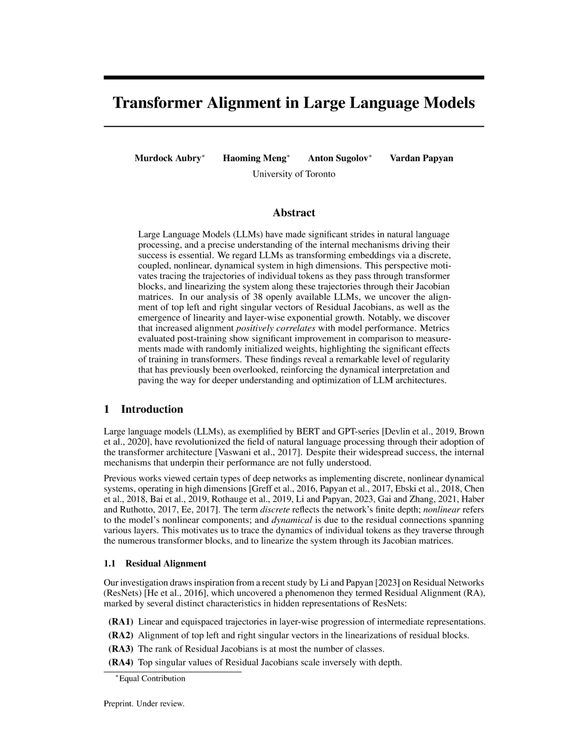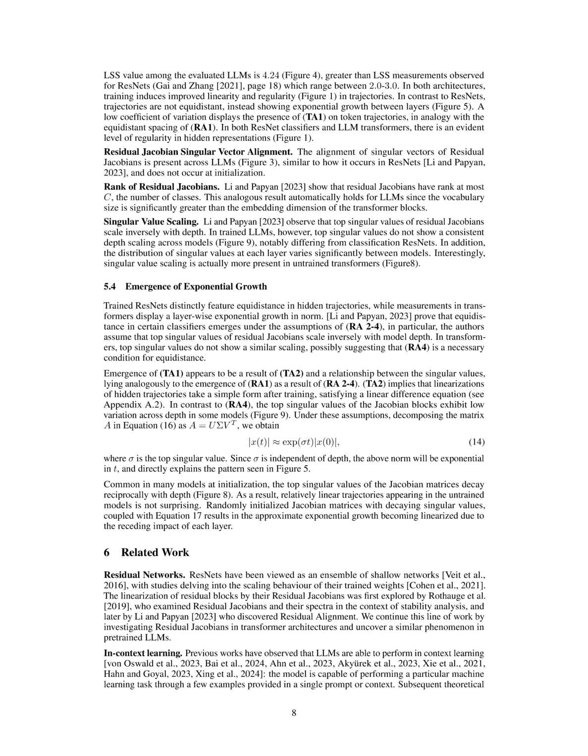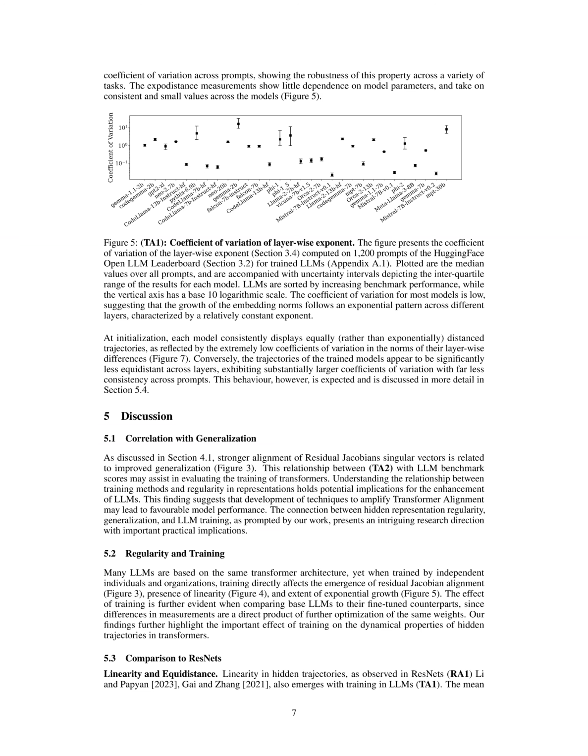The theoretical benefits of using the method described in the paper include gaining a deeper understanding of the dynamics of individual tokens as they move through transformer blocks in large language models, LLMs. By analyzing the residual Jacobians and their singular vectors, the method uncovers properties such as alignment and exponential growth in hidden trajectories, providing insights into the inner workings of LLMs. This understanding can lead to advancements in the mathematical properties of LLM transformers and their connections to generalization, as evidenced by the correlation between residual Jacobian alignment and improved benchmark scores.